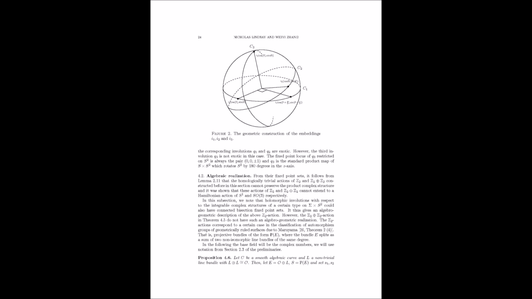Imagine you're rotating a globe. The north and south poles stay fixed, right? Those are fixed points. In higher dimensions, fixed point sets can be much more complex, forming shapes rather than just points. So how do these fixed points help us understand extendability?